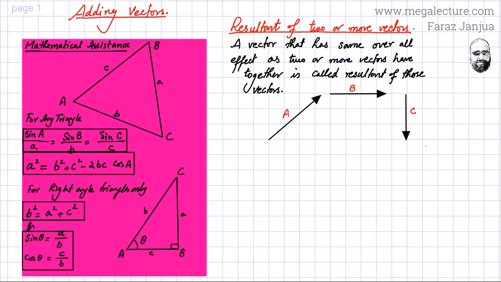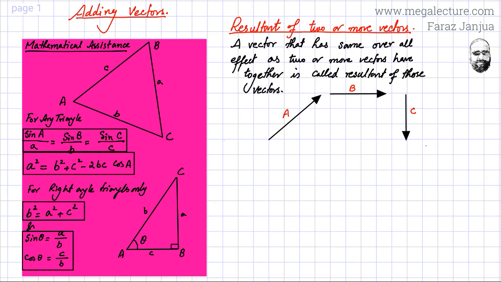Adding vectors is a tough thing to do. We have to add one vector to another vector, and vectors are different from scalar quantities. In scalar, it is very simple: 10 plus 10 is 20, or 10 minus 10 equals 0.